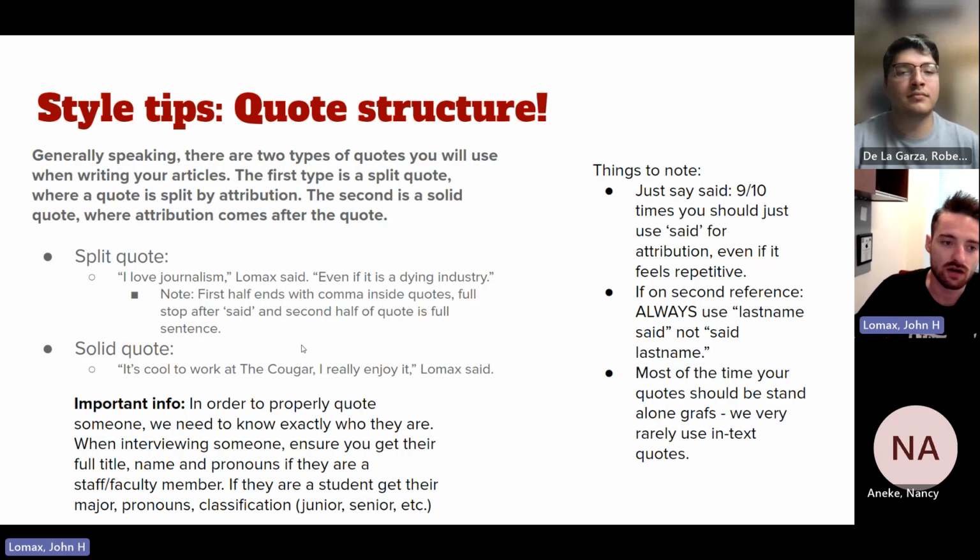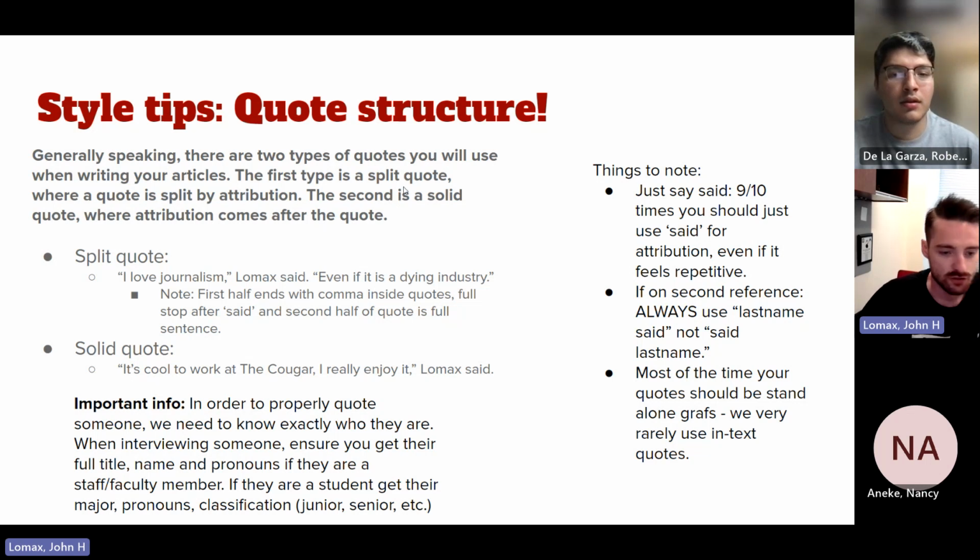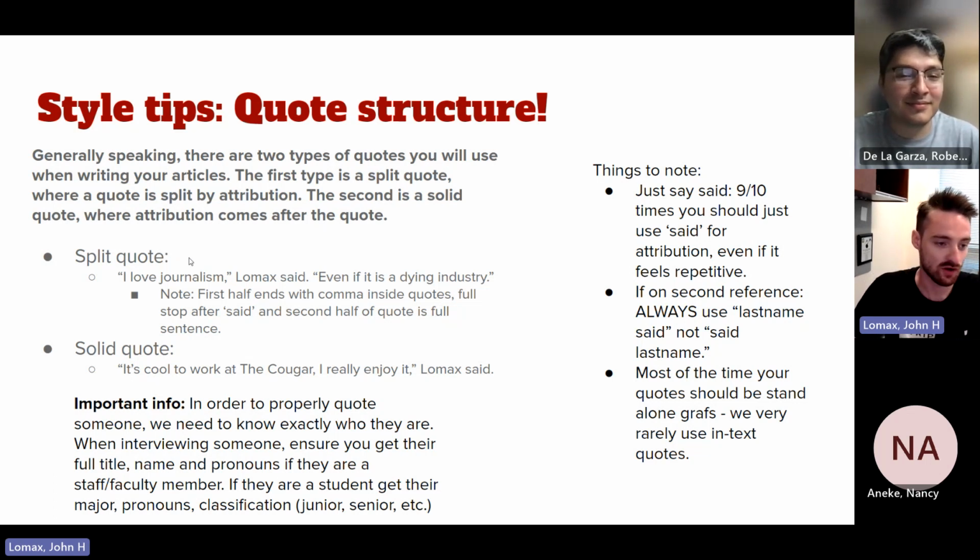Now, this is one of the ones I wanted to cover right off the bat. I think the two of you have this down pretty well, but a lot of people seem to struggle when it comes to quotes. The way I made this up, this isn't like journalism gospel, it's just the two types of quotes I see the most. Split quotes, where you do attribution in the middle.